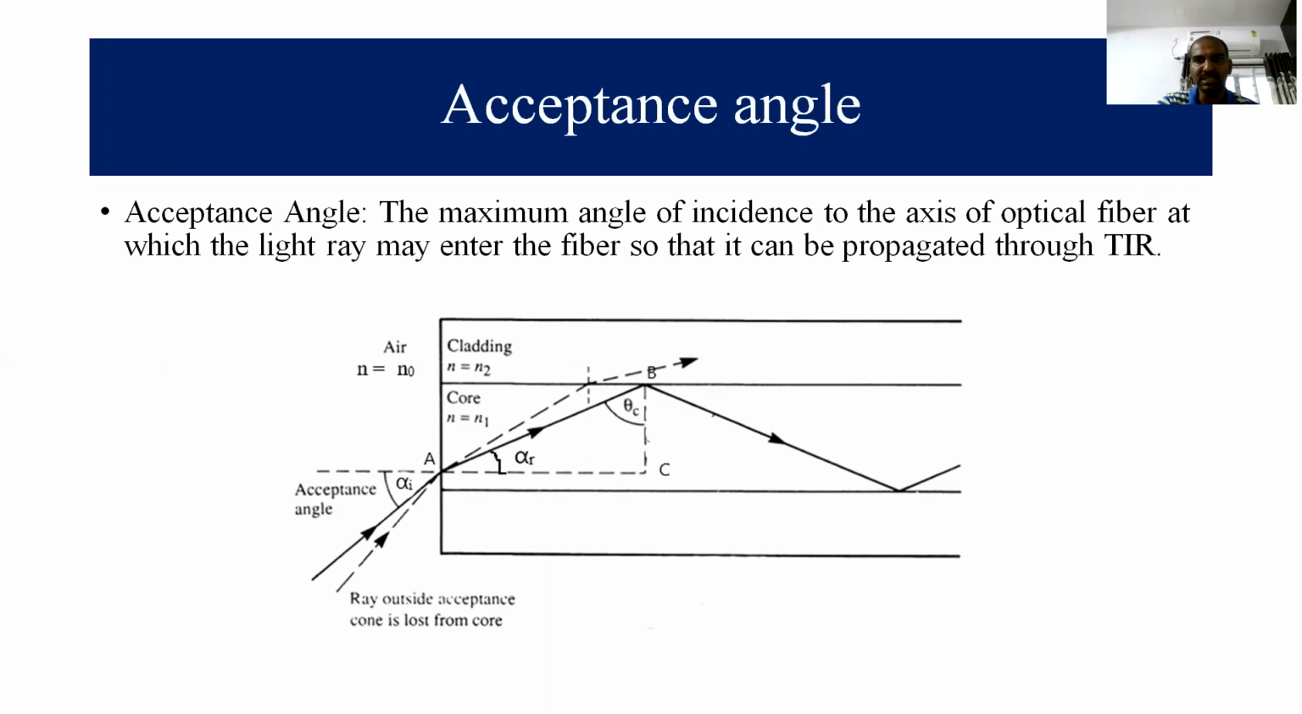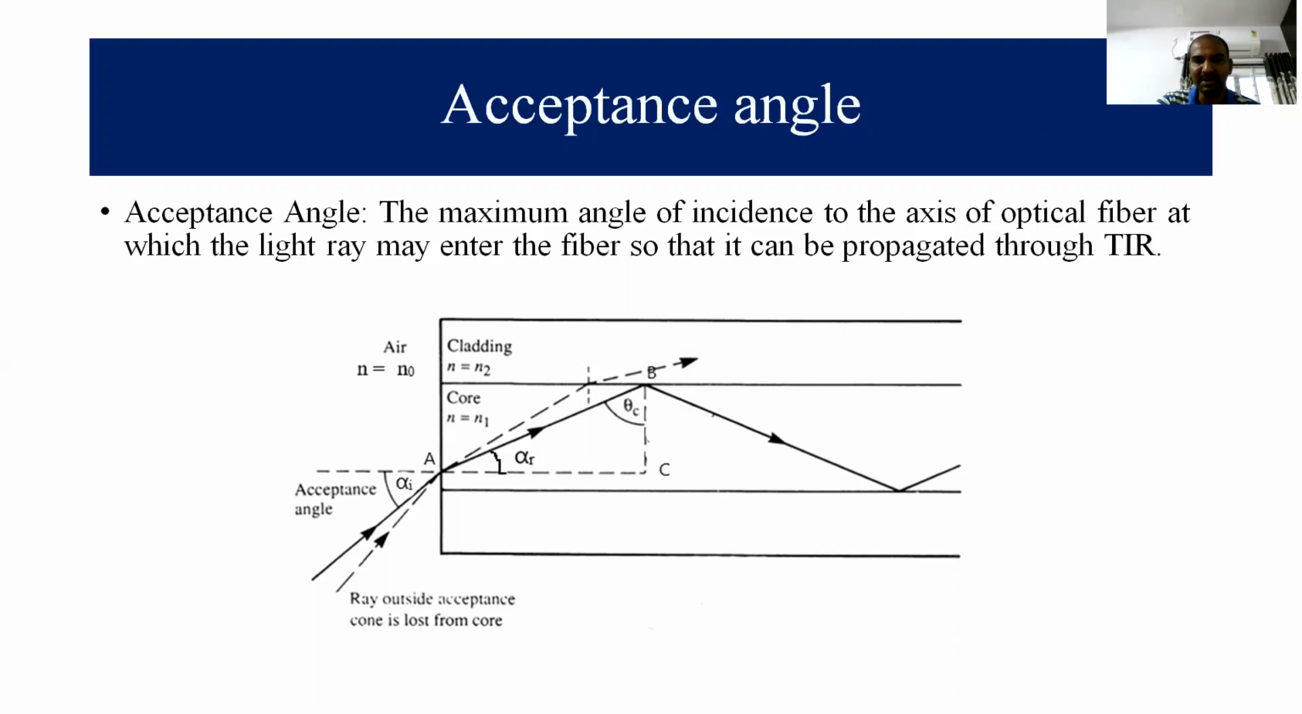In order to notice such a total internal reflection, one condition is mandatory. That is theta I is greater than theta C. That means the angle of incidence must be greater than the critical angle of incidence. To obtain this condition, three angles are very important. One is acceptance angle, second one is angle of refraction or refracting angle. Based on these two, we will achieve the condition for total internal reflection, which is whether theta I greater than theta C is possible or not.